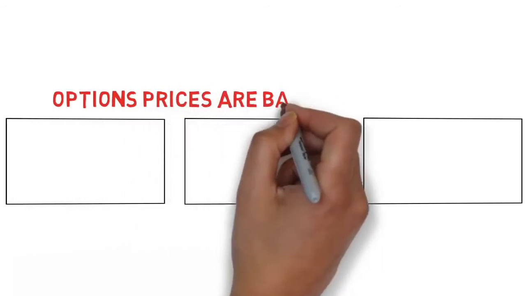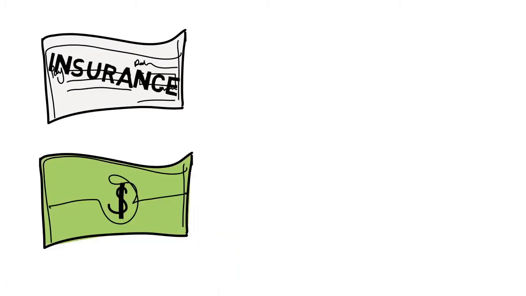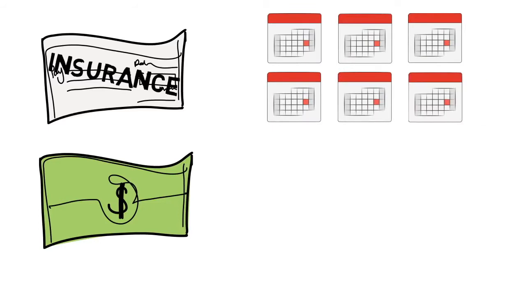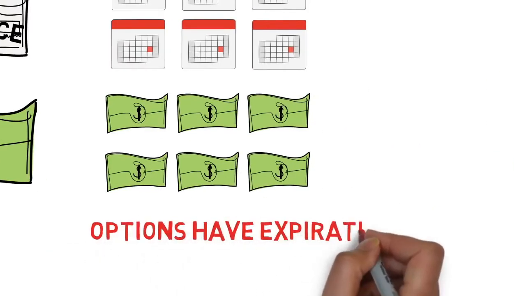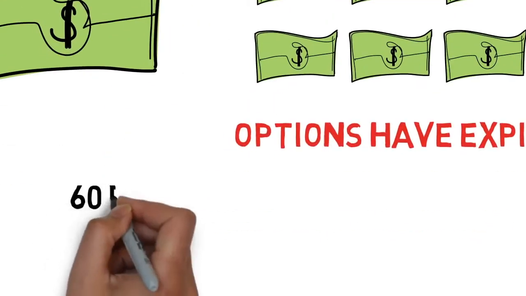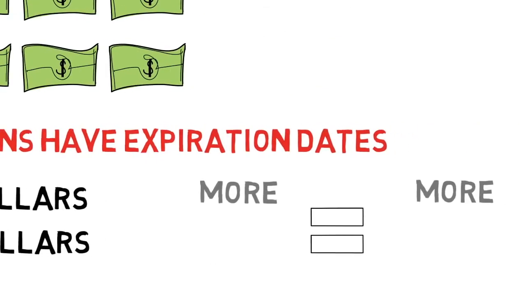Option prices are based on three elements of its underlying stock. The first one is time to expiration. In the last video, we talked about how options are basically insurance, and of course you pay money for this insurance. But you don't just pay a one-time payment and have insurance forever. You have to pay month after month to keep your insurance, so the longer you have it, the more money you'll have to pay. Options are the same way. They have expiration dates for the exact same reason you have to pay monthly for car insurance. An option with 60 days until expiration might cost $500 when the option with only 30 days to expiration only costs $250. So more time equals more money.